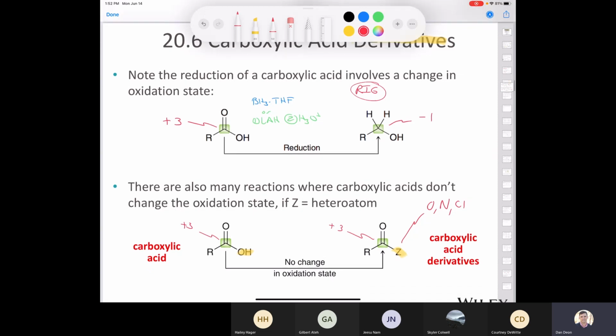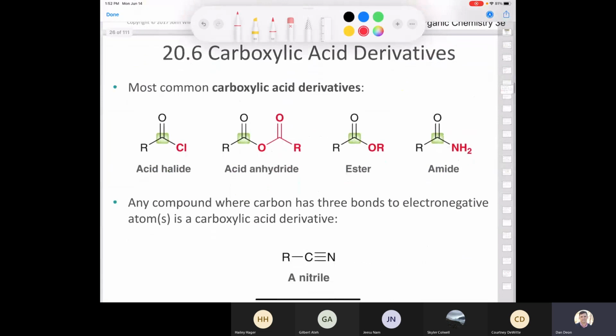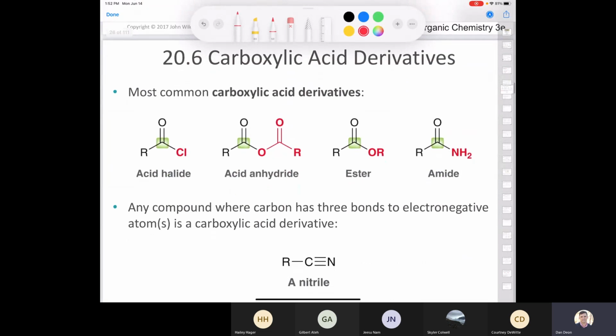Now, what are the most common carboxylic acid derivatives that we are concerned about as organic chemistry 2 students? They're all shown in this slide, the ones that we're concerned about the most.